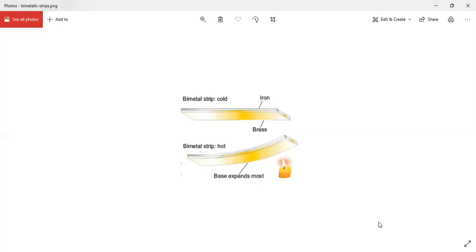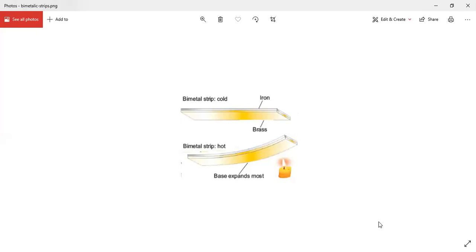Now over here they have given the example of a bimetal strip. Bimetal means where two types of metals are being used, okay? On the upper part of the strip, iron is used, and in the lower part brass is used. First of all, they are showing us the cold side of it. It means where no energy is being used, okay?